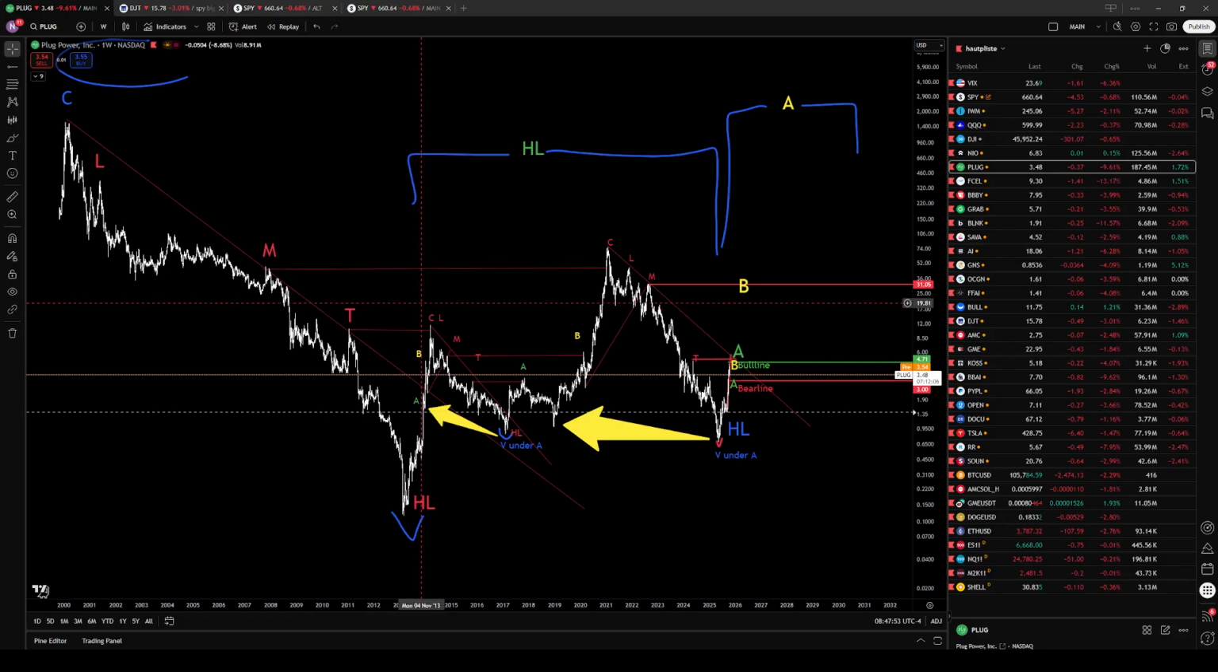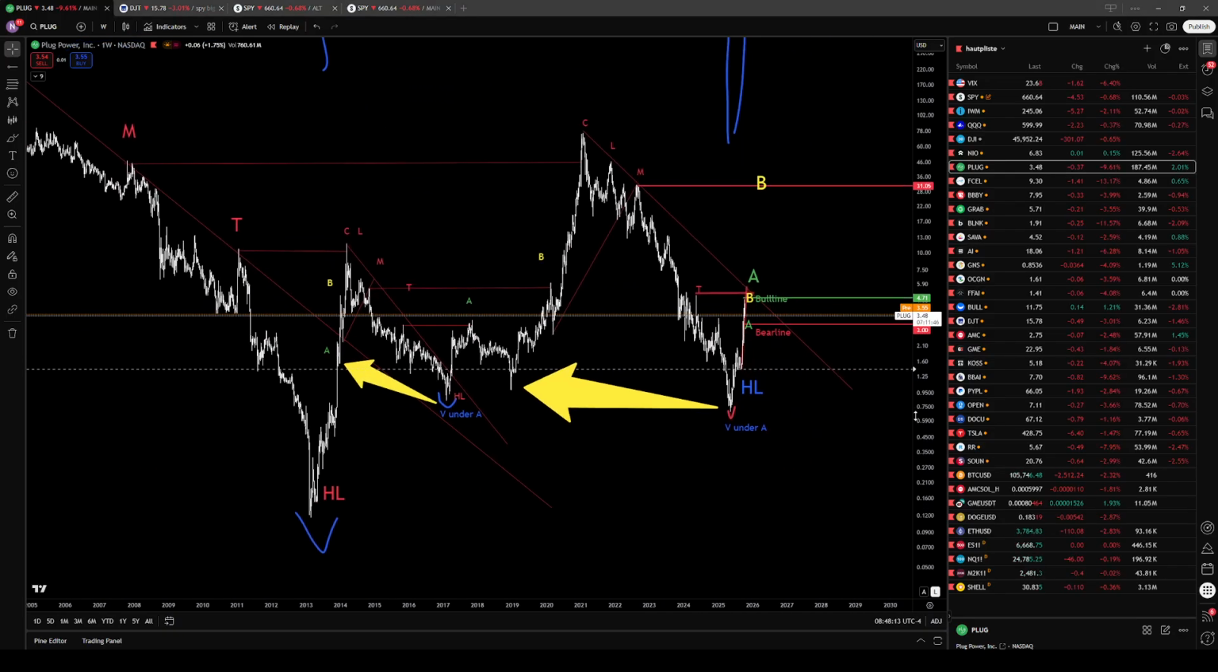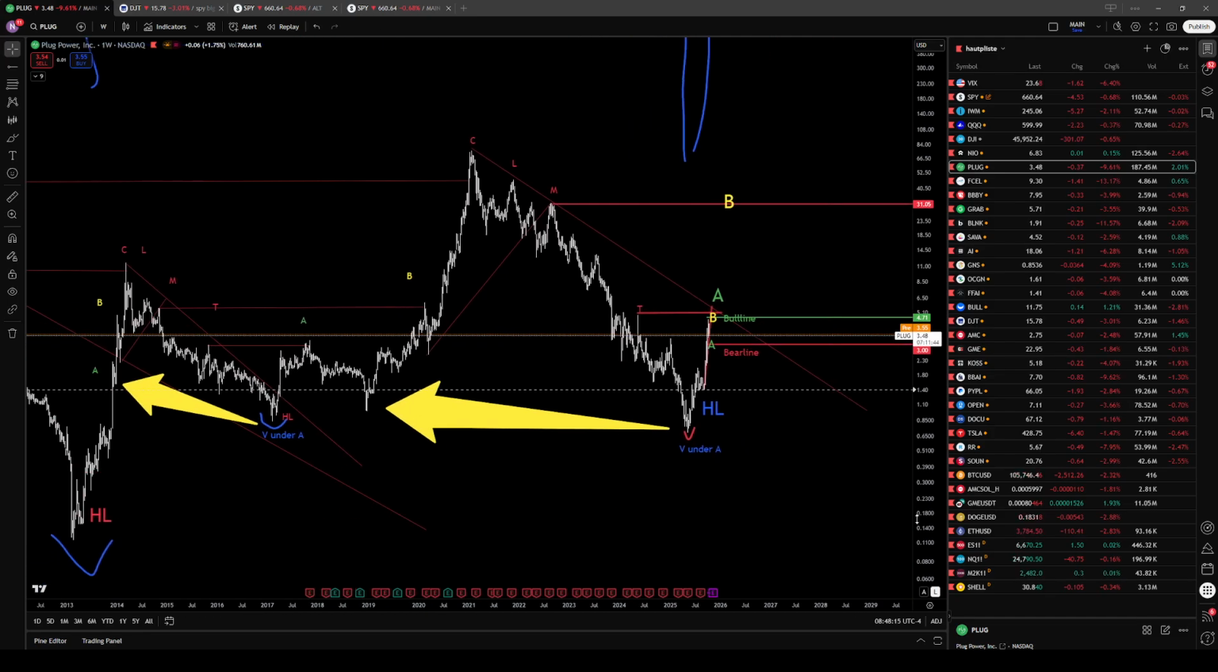Why isn't that A and B, the big A and B? Because again, we are here lower and B isn't lower than A. Why isn't that higher low and A? Again, because we are lower. And right now, higher low would be finished and we would be on our way to A.